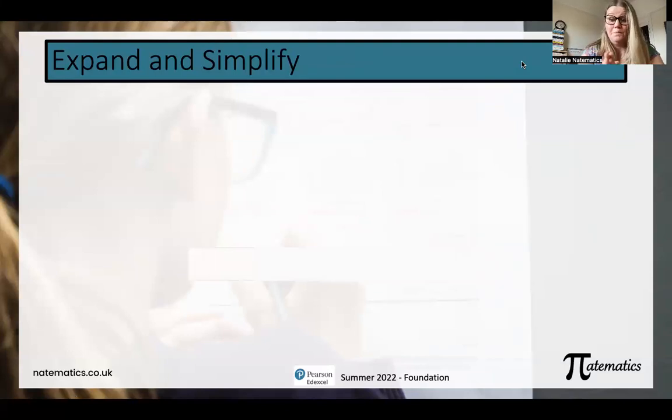Also higher level. Now, what happens in higher level is obviously some of these skills are built on. So it's always really, really important that you make sure that you know the basics. So do you know what? This is really applicable to everybody. Although some of them on the WJEC foundation level won't have to do all of these, but they'll be doing a few of them. They are in no particular order.